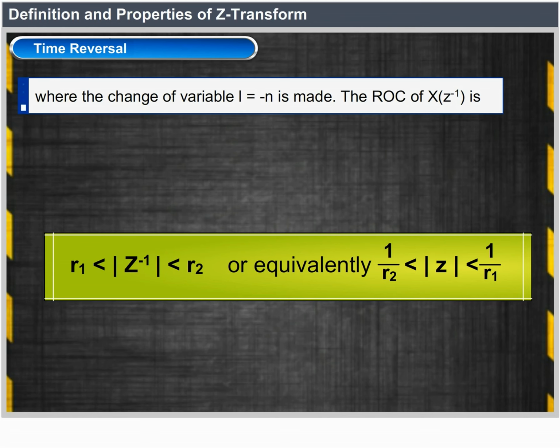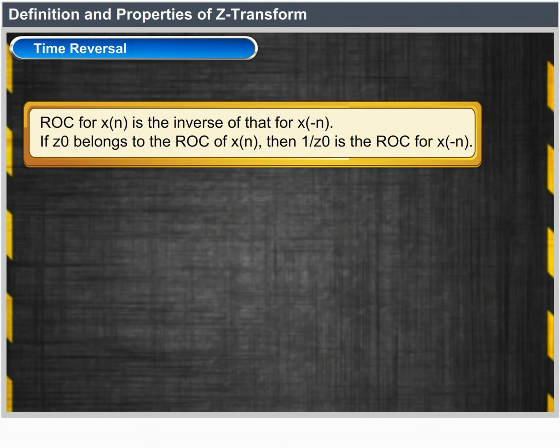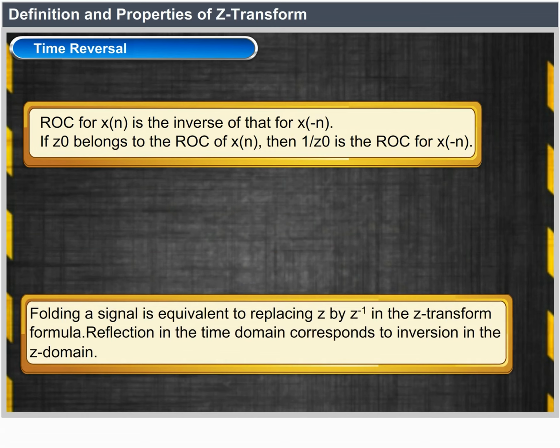The region of convergence for x(n) is the inverse of that for x(-n). If z0 belongs to the region of convergence of x(n), then 1/z0 is in the region of convergence for x(-n). Folding a signal is equivalent to replacing z by z^-1 in the Z transform formula. Reflection in the time domain corresponds to inversion in the z domain.